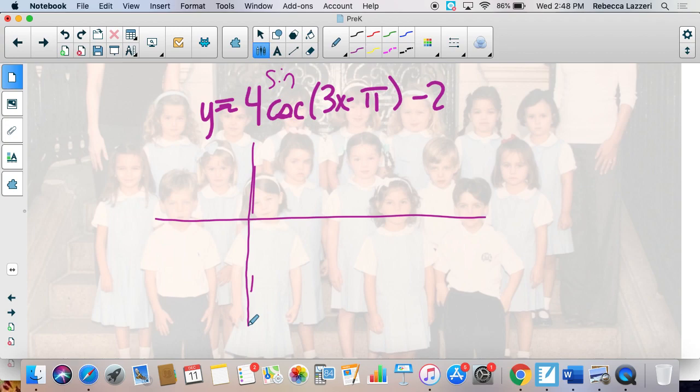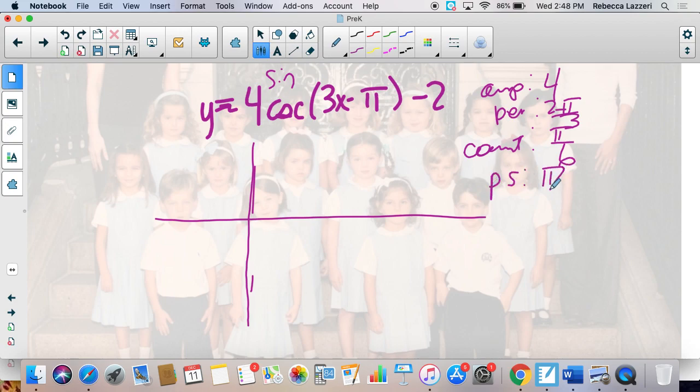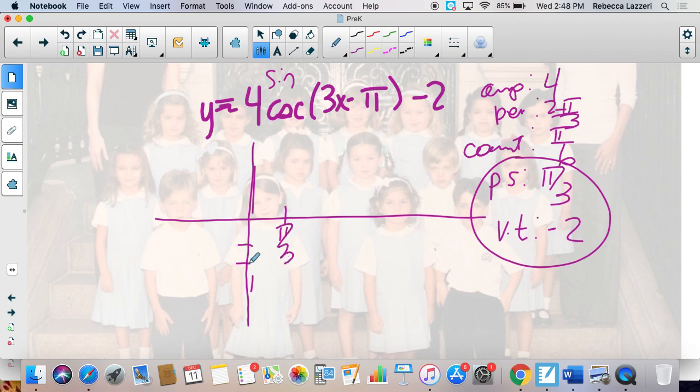So the amplitude of this is 4. The period is 2 pi over 3. The count, if I'm in a hurry, is going to be pi over 6. Is that right? Yeah. The phase shift is pi over 3. And the vertical translation is negative 2. So I'm going to go right pi over 3 and down 2. And here's my new light target, okay?